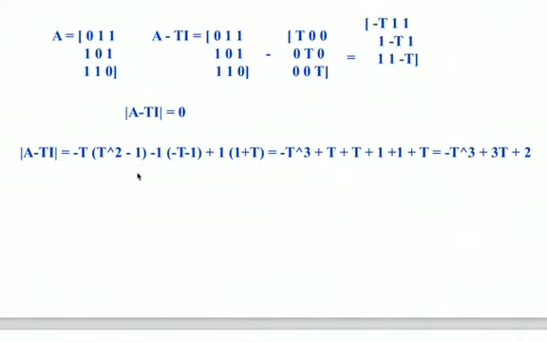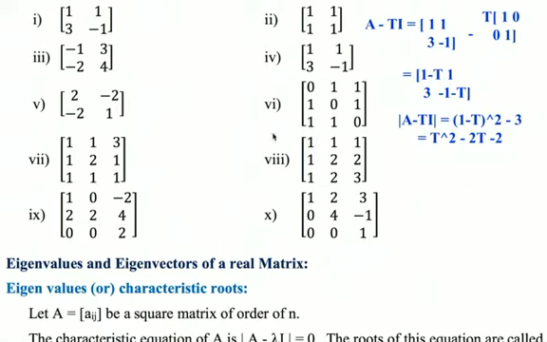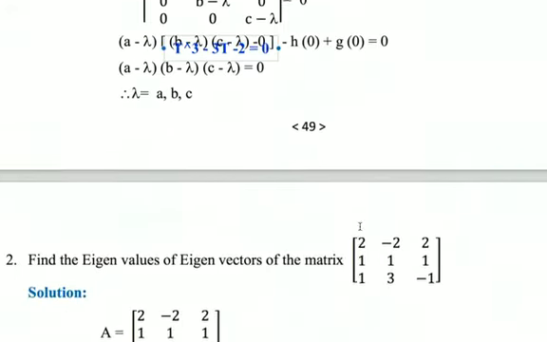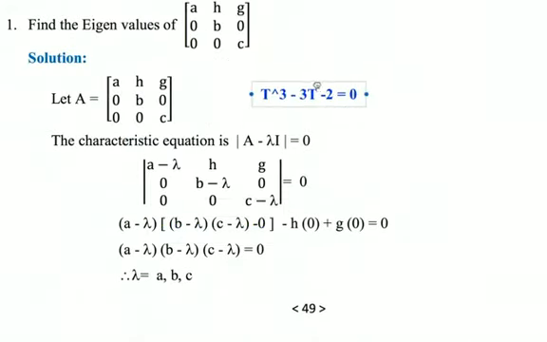Okay, let's equate this to 0. You can multiply it with the negative sign, then this becomes lambda cube minus 3 lambda minus 2 equal to 0. So this is the required characteristic equation of the given matrix. Okay, right.